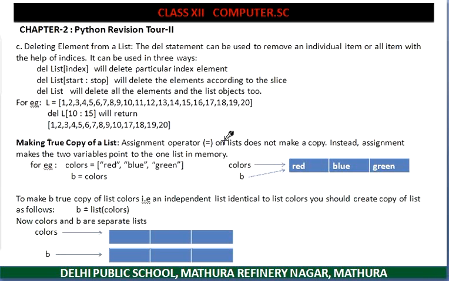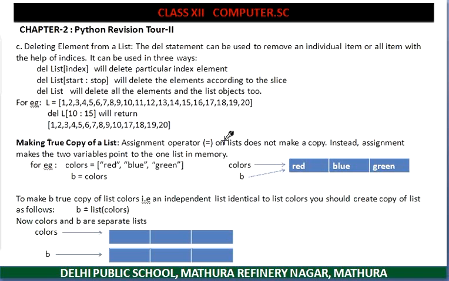First, del list[index], it will delete the element according to the index. Second, del list[start:stop], it will delete the elements according to the slice. Third, del list, it will delete all the elements and the object also. So here are three ways to delete the elements from the list.